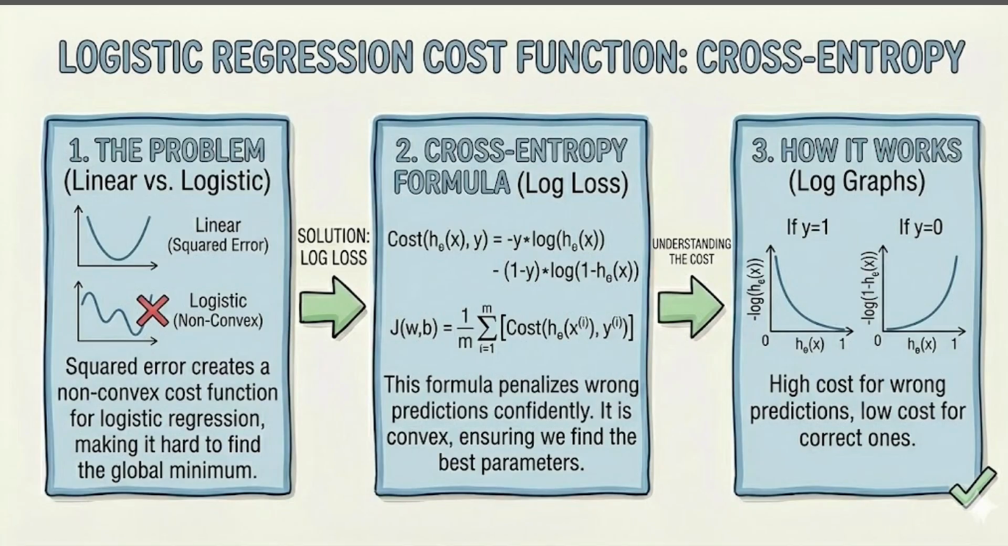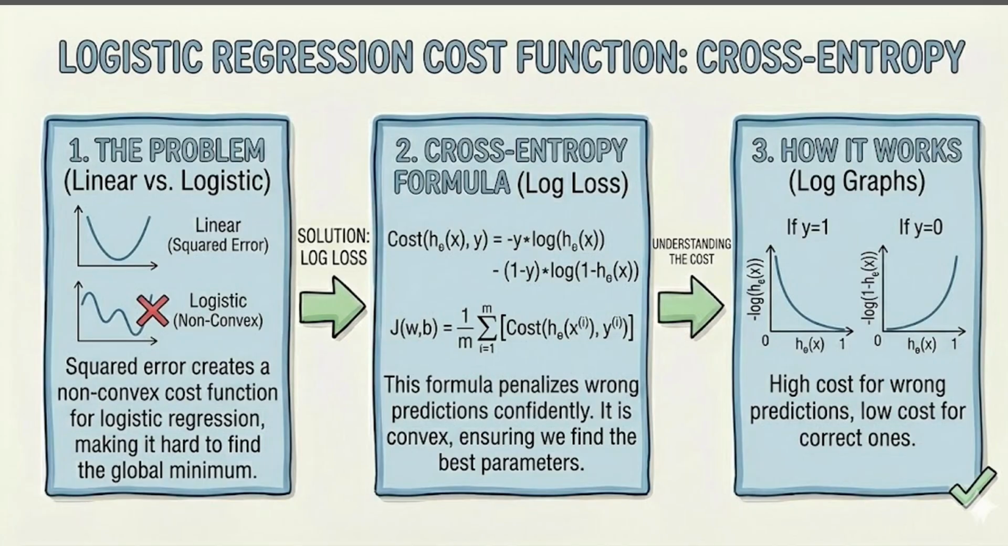Now you might ask, can't we use the same error formula or cost formula as we use in linear regression? The answer is no, because in linear regression we use squared error, but if we use it here, the cost function becomes non-convex. Here we want a convex function, because with a convex function it is easy to find the minimum point. So instead we use log loss, or cross entropy.